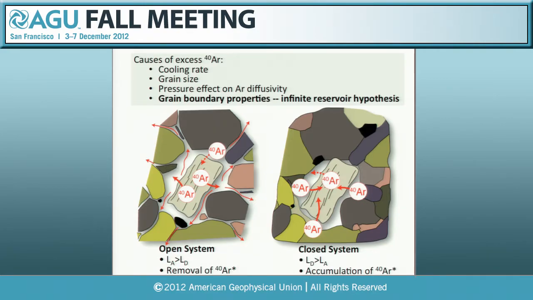So traditionally, using Dodsonian interpretation of a cooling age, we assume that once argon passes the grain boundary into the grain boundary reservoir, it's removed from the system via a combination of advective solute transport as well as diffusion. Now, that's in the open system case. However, the presence of excess argon is likely telling us that there isn't an open system. And in fact, this has been mentioned in several talks at AGU so far, and that argon is accumulating and partitioning back into the grain. So you have a closed system, or limited connectivity in the grain boundary.